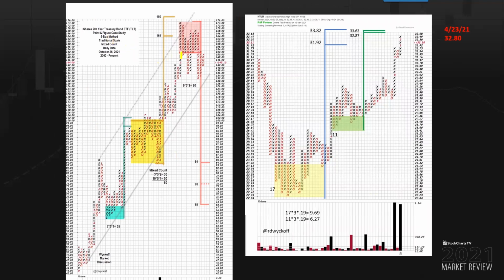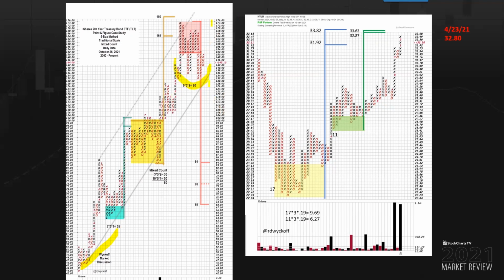So, US 20-year Treasury bonds. This is the price of bonds, and this goes all the way back to 2003. You can see this is a rising trend, and it continues to be in a rising trend for bond prices and has been consolidating through this whole area here.